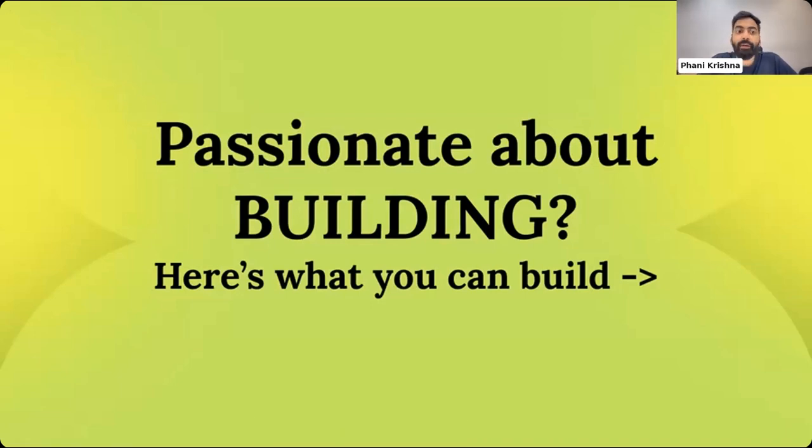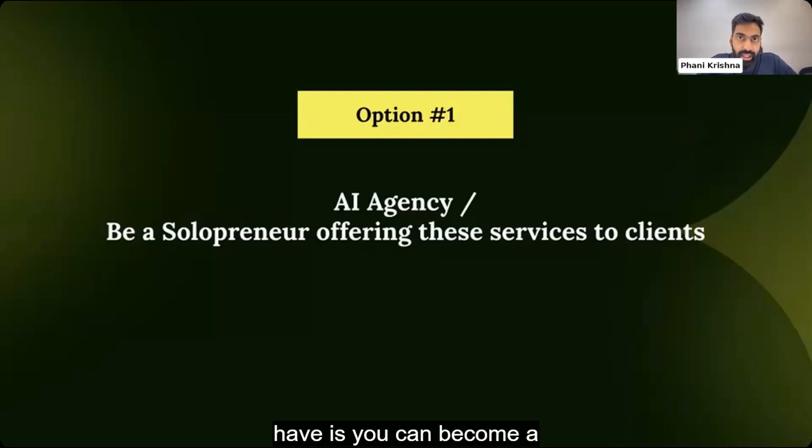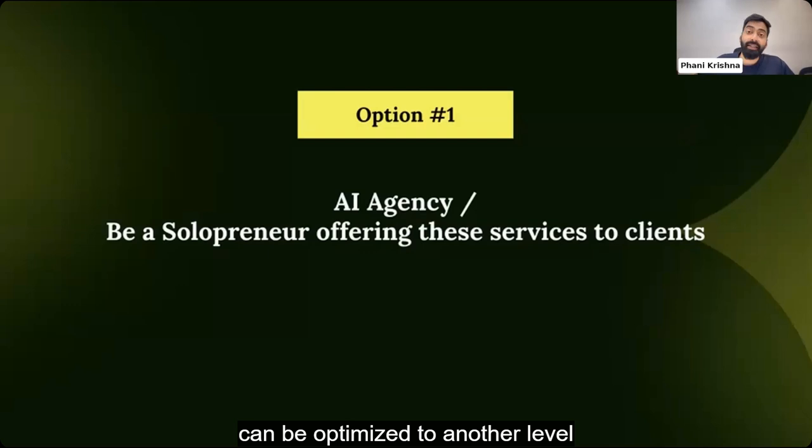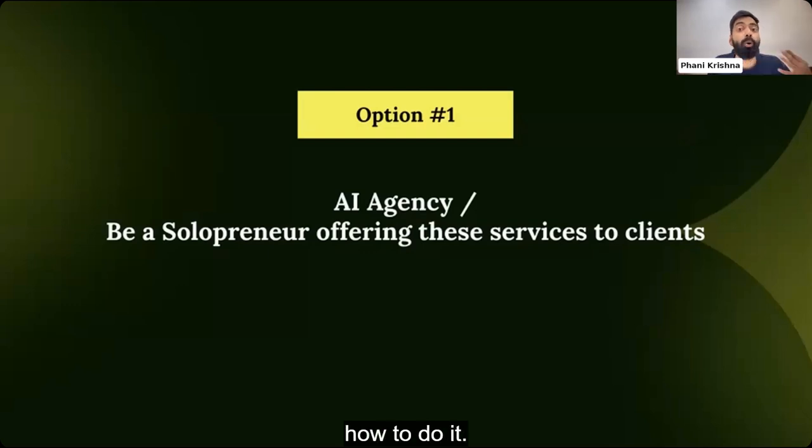The first option that you have today is you can become a solopreneur and build an AI agency. I'll give you an example. A lot of people have a lot of business processes. They are hearing that processes can be optimized to another level with AI, but they don't know how to do it. What you can do today is get in touch with these kind of people who are not putting in the time to learn all of these things by themselves.